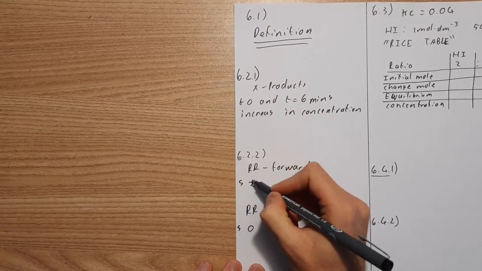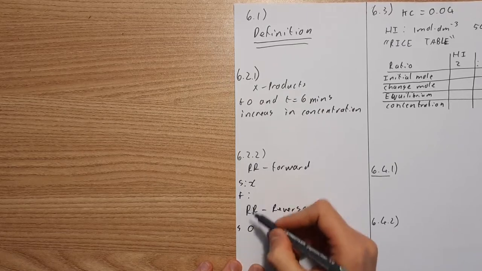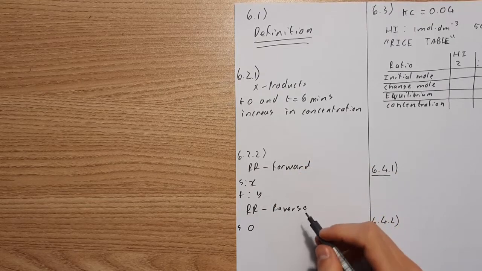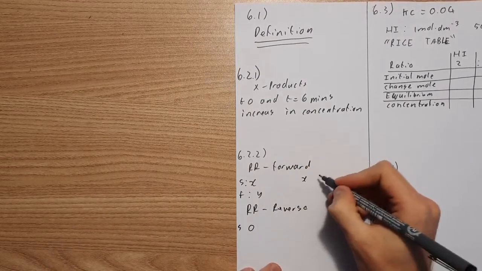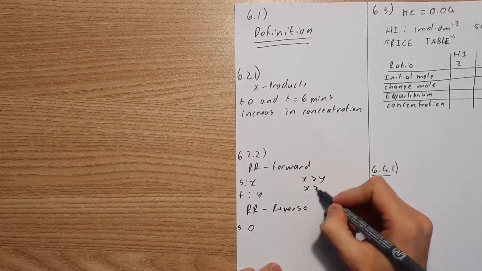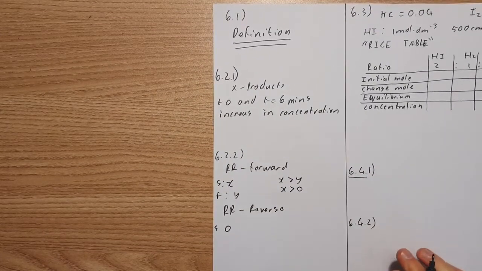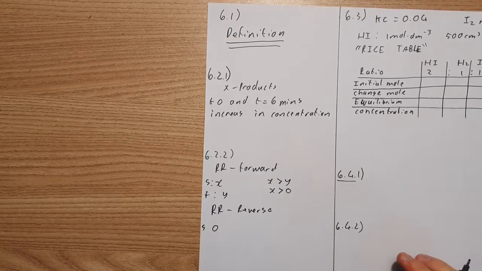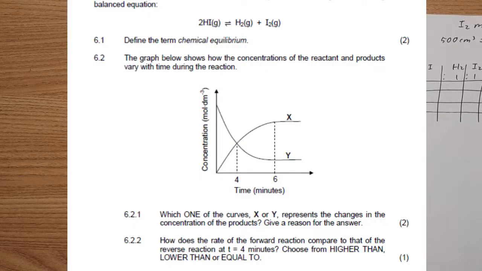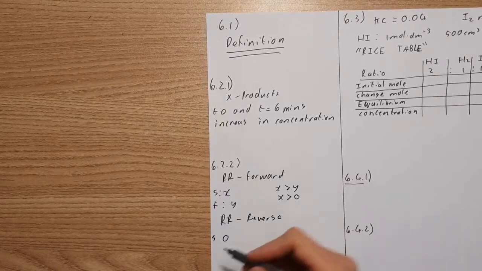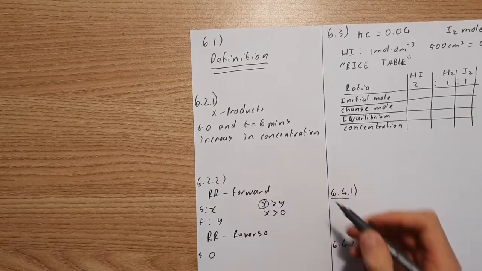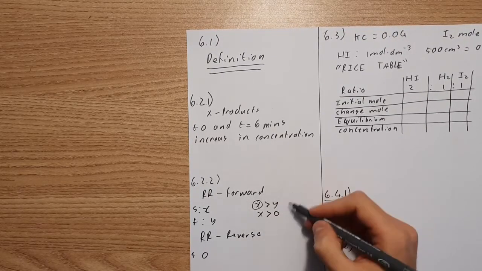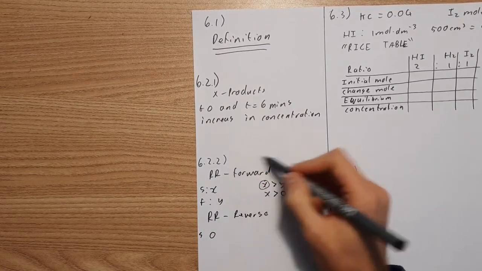So start was at X, finish was whatever it was at T equals 4, let's call that Y. Okay, but we can see that X is greater than Y, and we can see that X is greater than 0. Which means the rate of the reaction for the forward has to be higher than that of the reverse. So just going back to the question, how does the rate of the forward reaction compare to the reverse reaction? Because we started at a higher concentration of X, if we take the difference of that and then we work out the rate of reaction, you'll see that we'll have the forward reaction being higher than the reverse reaction.